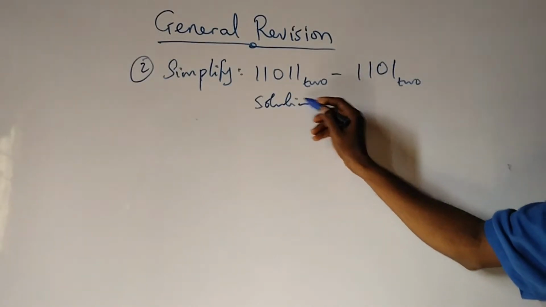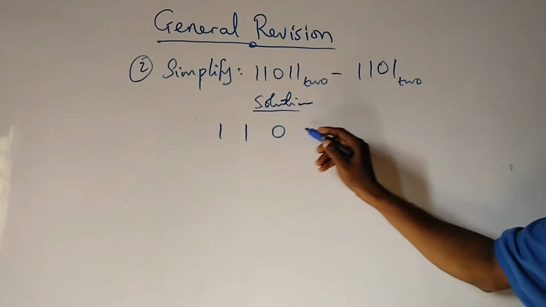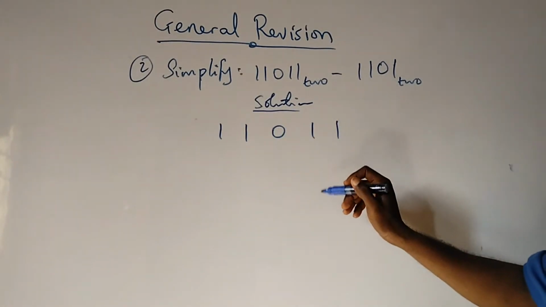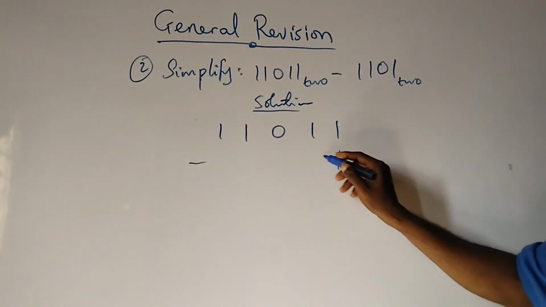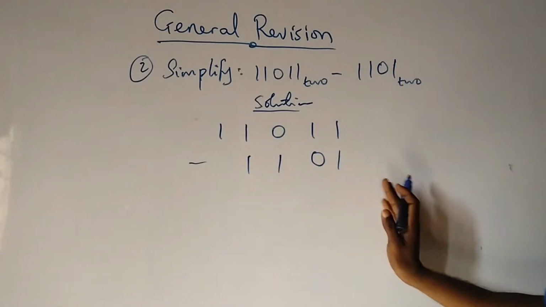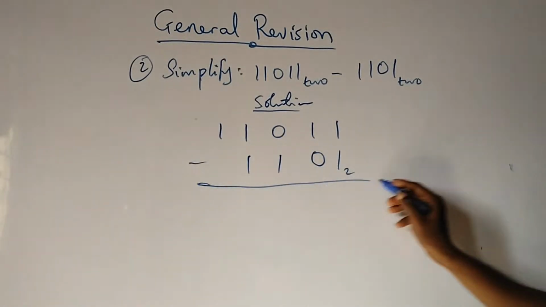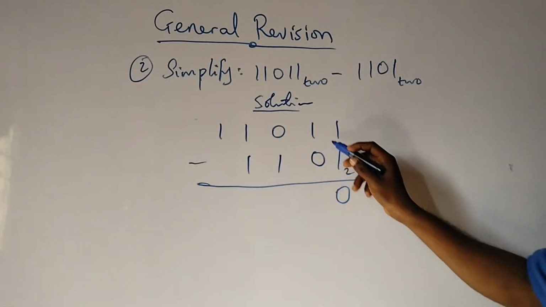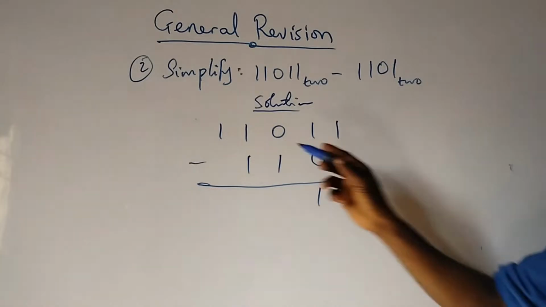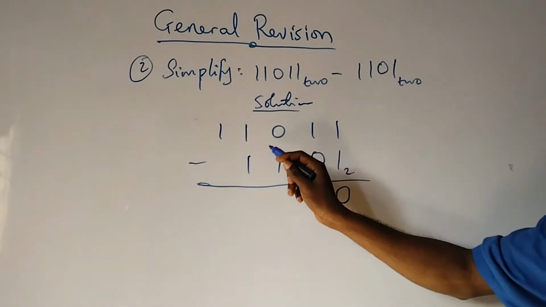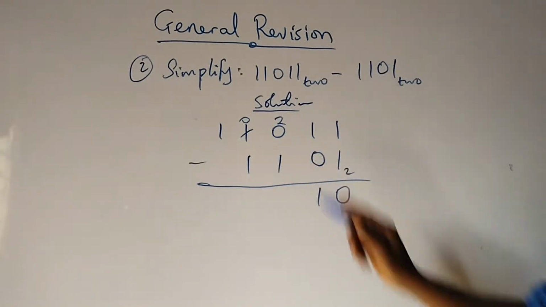Solution, we can rewrite this and we have 11011, then minus. Also we have 1011. We write it from the back to the front, and this is in base 2. Now when we subtract 1 minus 1, this is 0. 1 minus 0, that's 1. 0 minus 1, you need to take 1 from here to this place, and when we take 1, this becomes 0, and the one we take here becomes 2, which is the base.